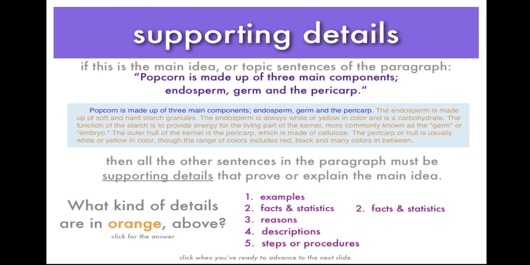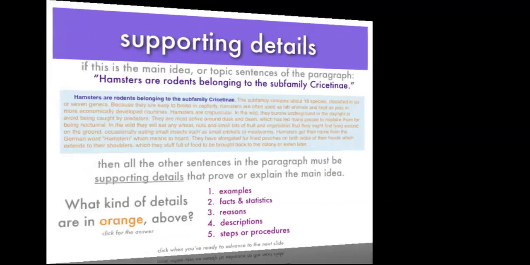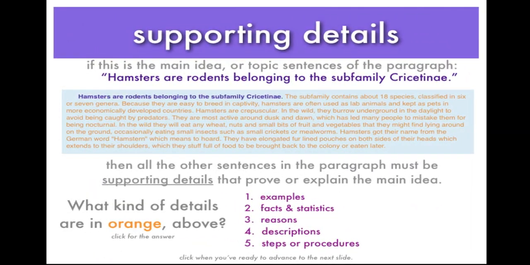Let's try it again. Here we said the main idea or topic sentence was the very first sentence. Hamsters are rodents belonging to the subfamily Cricetinae. So everything else in orange has to be a supporting detail that proves or explains that sentence. What kind of details are they? Examples, facts and statistics, reasons, descriptions, or steps and procedures. Write it down and check your answer.